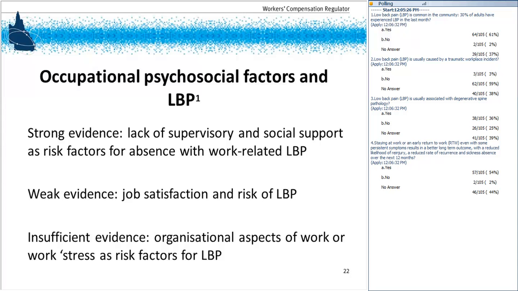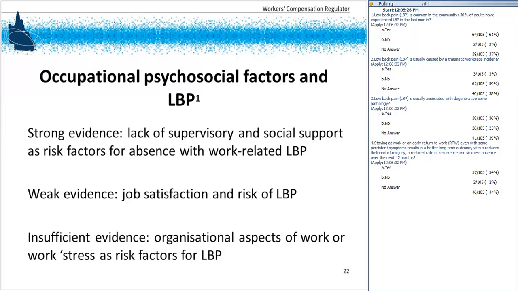There's reported to be a weak association between personal job satisfaction and the risk of low back pain, and there is insufficient evidence for organisational aspects of work or work stress being a specific risk factor for low back pain. And organisational aspects of work really refer to a number of things such as job security, time pressure, conflicting demands, work control, quantitative and qualitative demands of work, skill discretion and so forth.